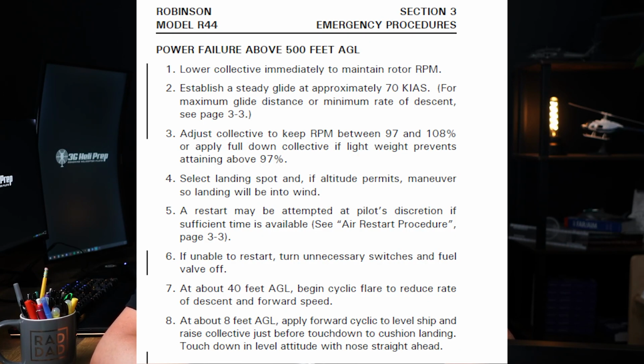In the R44, the rotor RPM during autorotation should also be maintained between 97 and 108%. Similar to the R22, in the R44 you adjust the collective to manage the rotor RPM during autorotation. Maintaining the rotor RPM within its range ensures that the helicopter remains controllable and can achieve a safe landing.